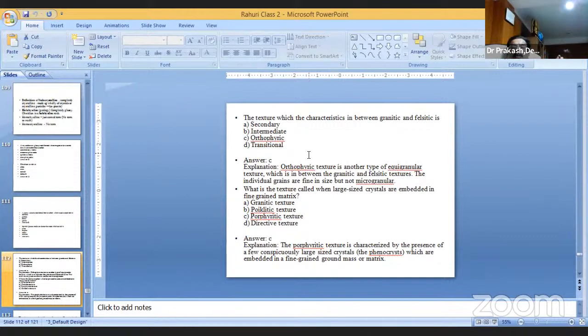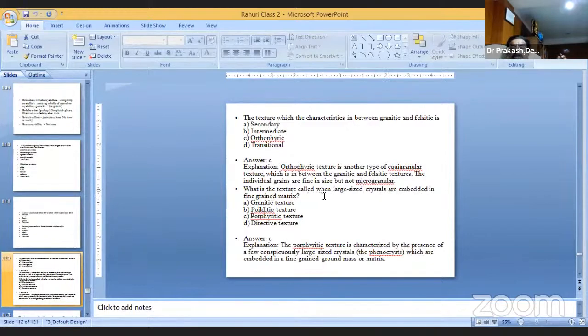orthophyric. Orthophyric texture is another type of equigranular texture, which is in between the granite and the felsite texture. The individual grains are fine in size, but not microgranular, equigranular in size.